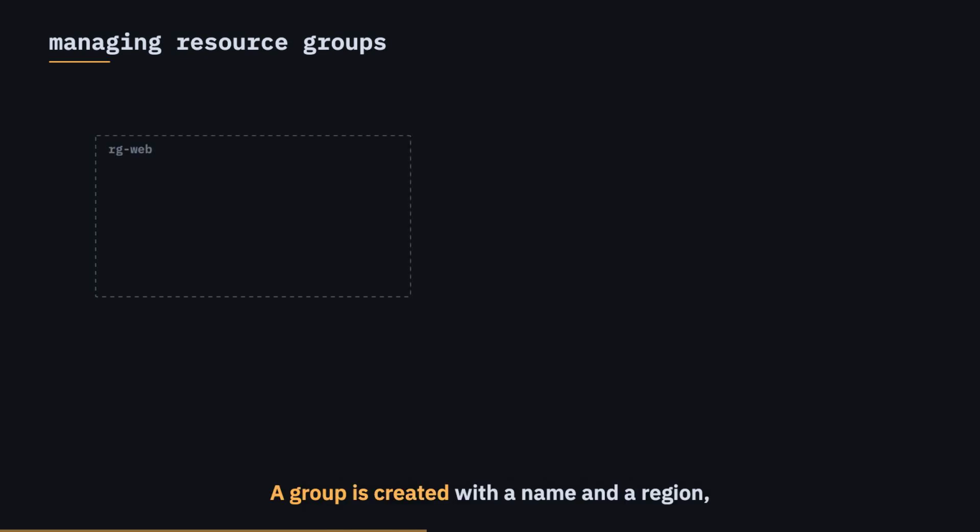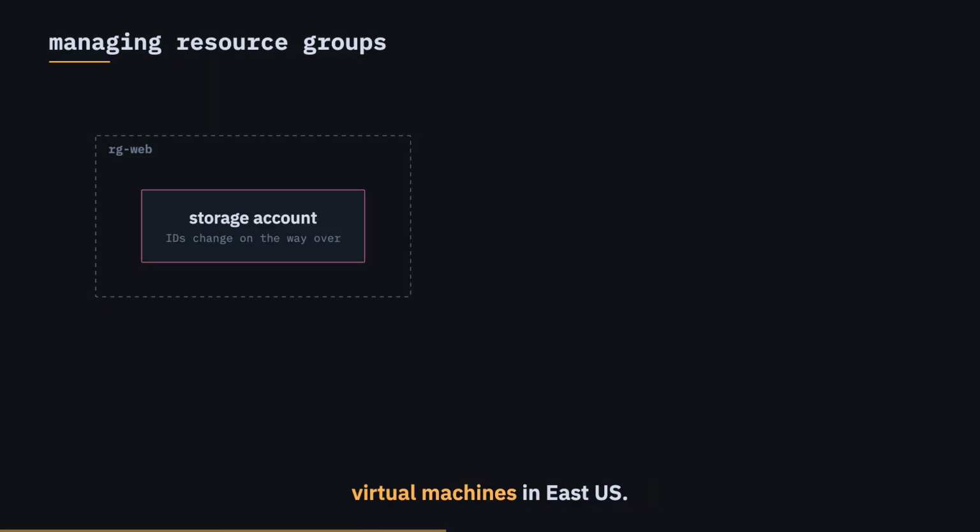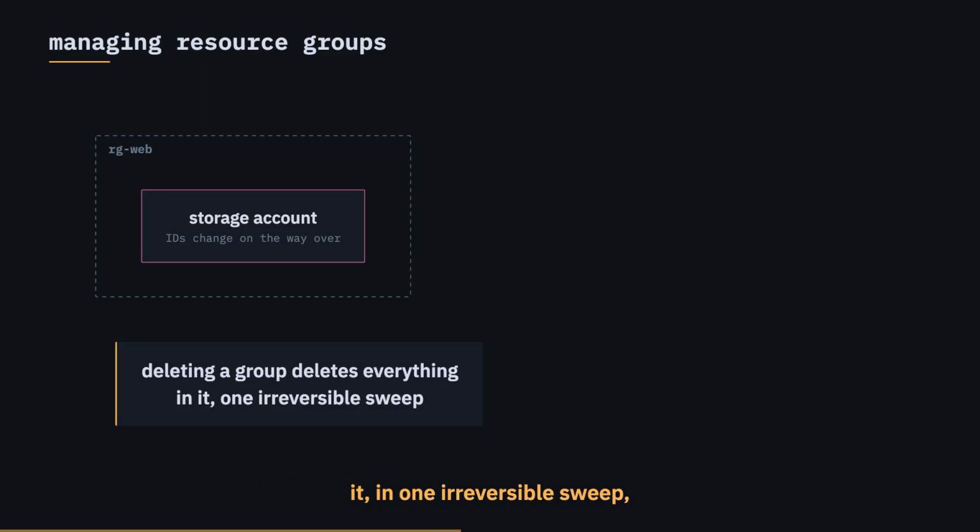A group is created with a name and a region, and that region only says where the group's metadata lives. A group in West Europe can happily hold virtual machines in East US. Deleting a group deletes every resource inside it, in one irreversible sweep, which is both the feature, clean teardown of an environment, and the hazard the locks from 2 scenes ago exist to prevent.